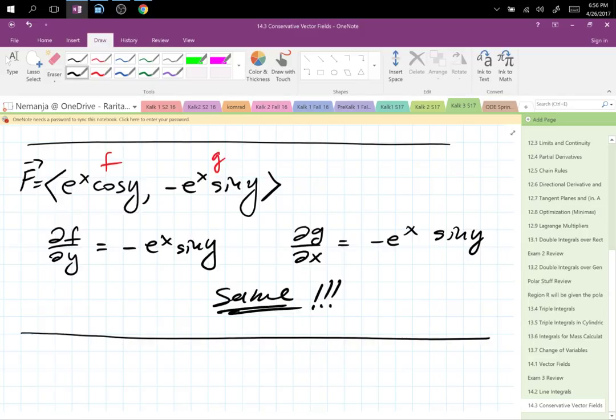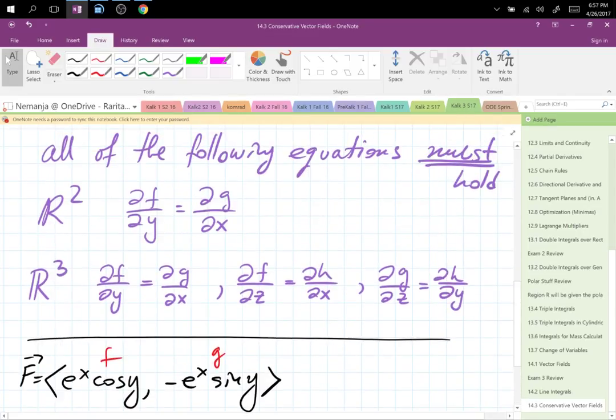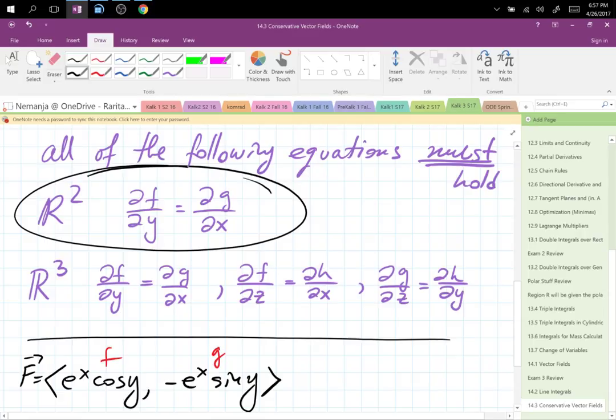I just proved that this is conservative. I thought you said all of them have to hold. There's only one, it's 2D. Right? If you look at the purple one, the 2D case only has one formula to worry about.